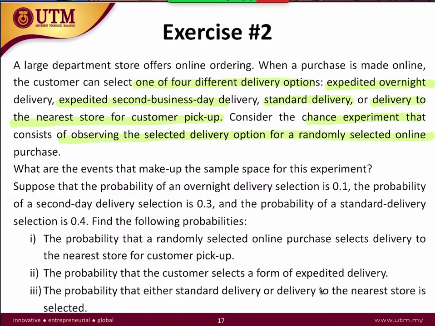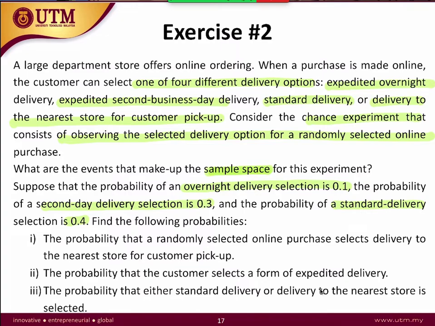So what is the sample space for this? A customer can only choose one delivery option only. So what is the sample space? Okay, and then for this question, it already gives you the probability values. For overnight, it's 0.1, second day delivery 0.3, standard delivery is 0.4. So it gave you the probabilities for 3 of the outcomes in the sample space. Okay, so there's a clue there. I'm already giving you the clue.